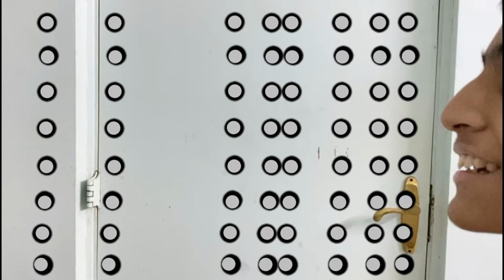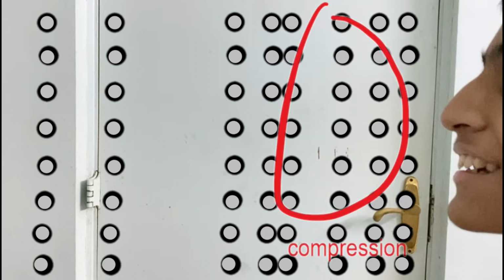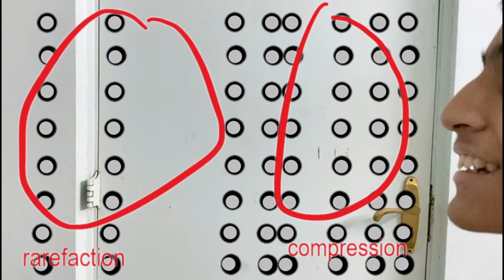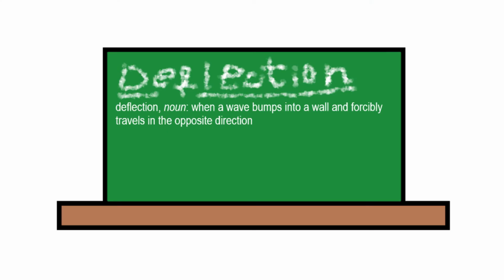This sideways motion of air particles gives rise to compressions and rarefactions. Compressions are regions of high pressure, where there are a lot of particles bunched together. Rarefactions are regions of low pressure, where there are few particles bunched together. This wave may travel outward and hit a surface. When it does so, it will bounce backward and travel in the opposite direction. This is called deflection.